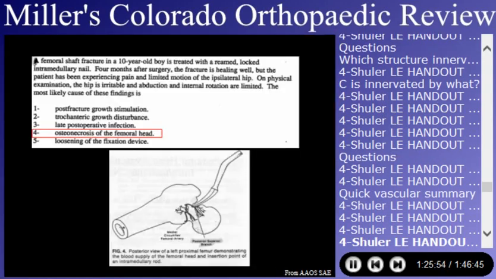Femoral shaft fracture, 10-year-old boy, treated by a reamed locked intramedullary nail with an antegrade start point. What is the problem? Osteonecrosis. Why? Because you damage this. This is actually from the paper directly where they describe this. You damage that posterior superior branch with the start point of the piriformis fossa.